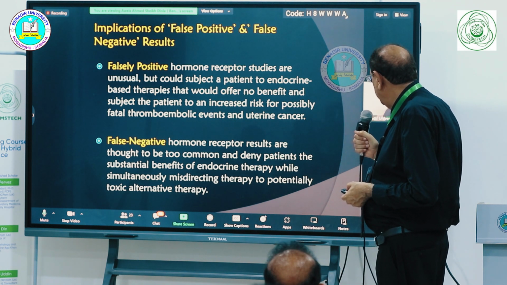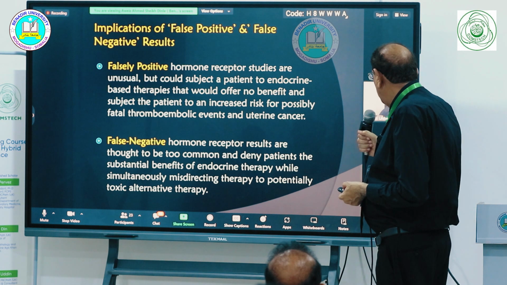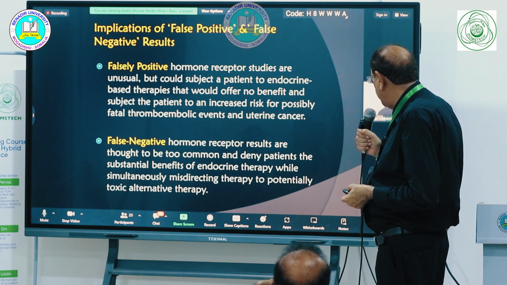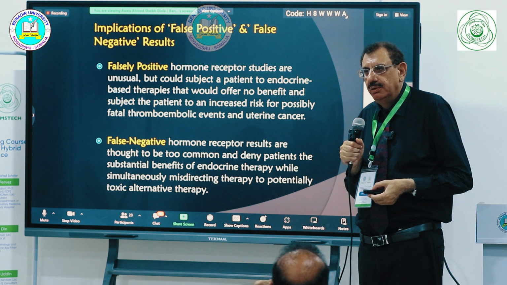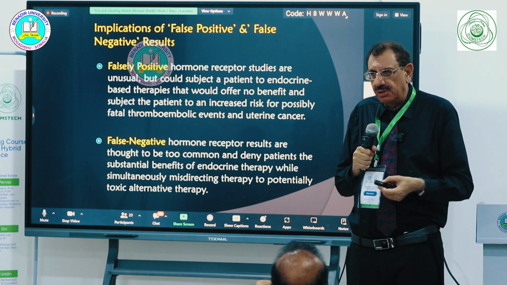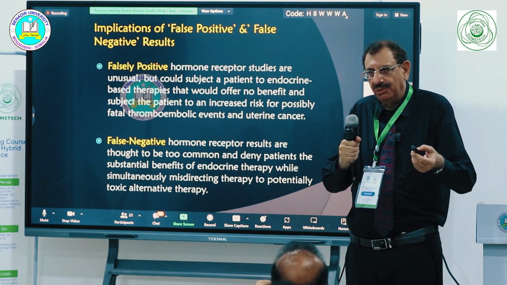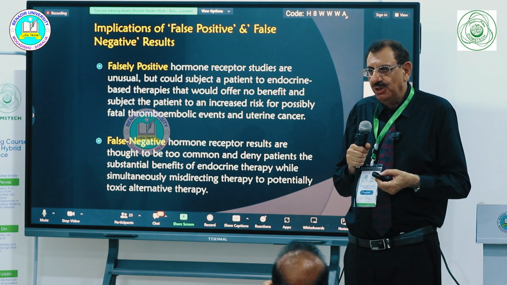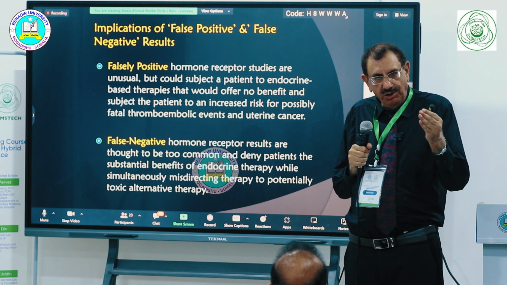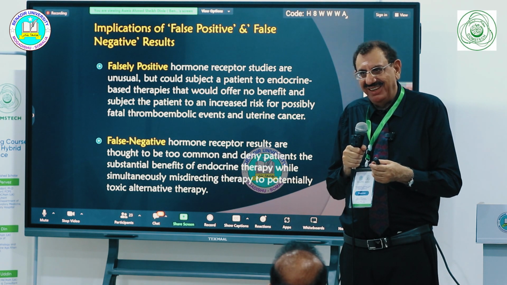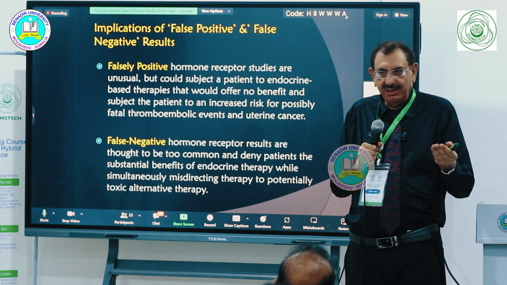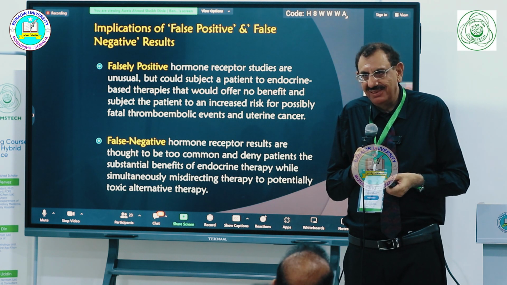And false negative results are thought to be too common and deny patients the substantial benefits of endocrine therapy while simultaneously misdirecting therapy to potentially toxic alternate therapy. So then they have to go to platinum-based and other chemotherapeutic agents. As I said, these are actually poisons. There is a common saying that all drugs are potential poisons and all poisons are potential medicines, right? There is sometimes a very delicate, thin line between the two. I mean, any drug, if you take an excessive dose, may kill you, isn't it?